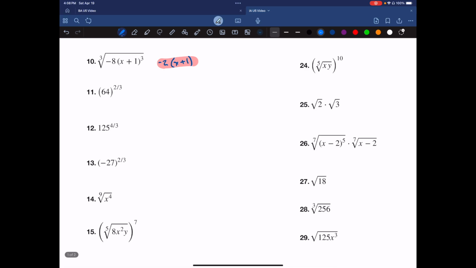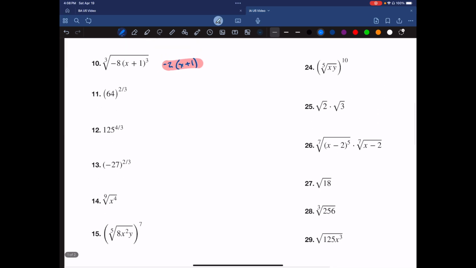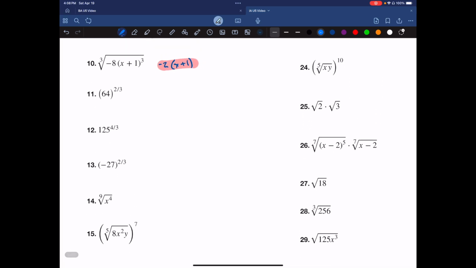Now, when we get to number 11, we're taking the cube root of 64, and then we're going to square it. So remember, I can take this fractional exponent and rewrite this whole thing as the cube root squared. So that's another way of doing this. And the cube root of 64 is 4. So this is the same thing as 4 squared, which is 16.